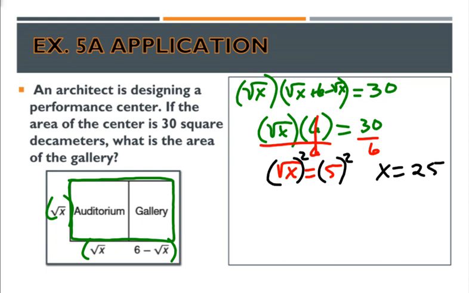So the gallery, this side is the square root of x. This part right here is 6 minus the square root of x. So now if I put 25 in for x, the square root of 25 is 5. We just said the square root of x equals 5. If I put a 5 here, this gives me 1. This gives me 5. So 5 times 1 gives me 5 square decameters.